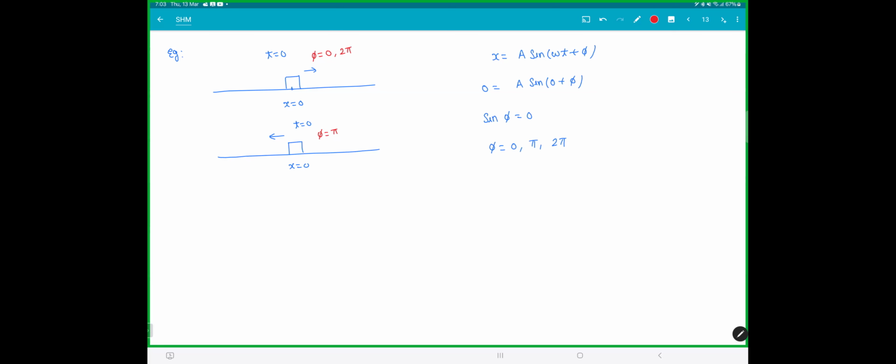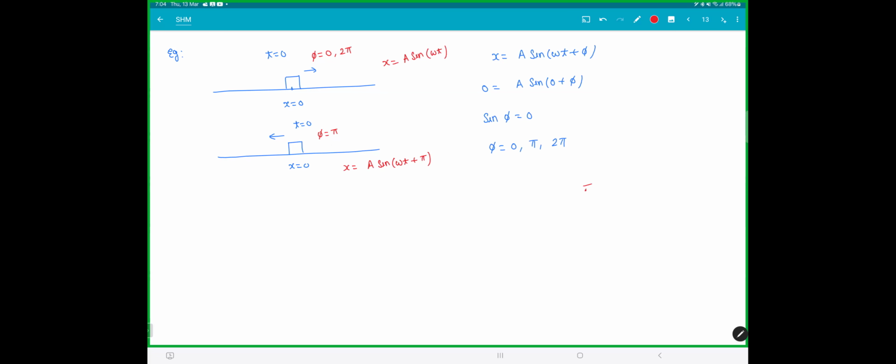So just looking at that phi, what will this person write as the equation? He will write x is equal to a sine(omega t plus pi). This person will write the equation x is equal to a sine(omega t). That's it. Just seeing that equation, I understood at what time you started seeing the motion.